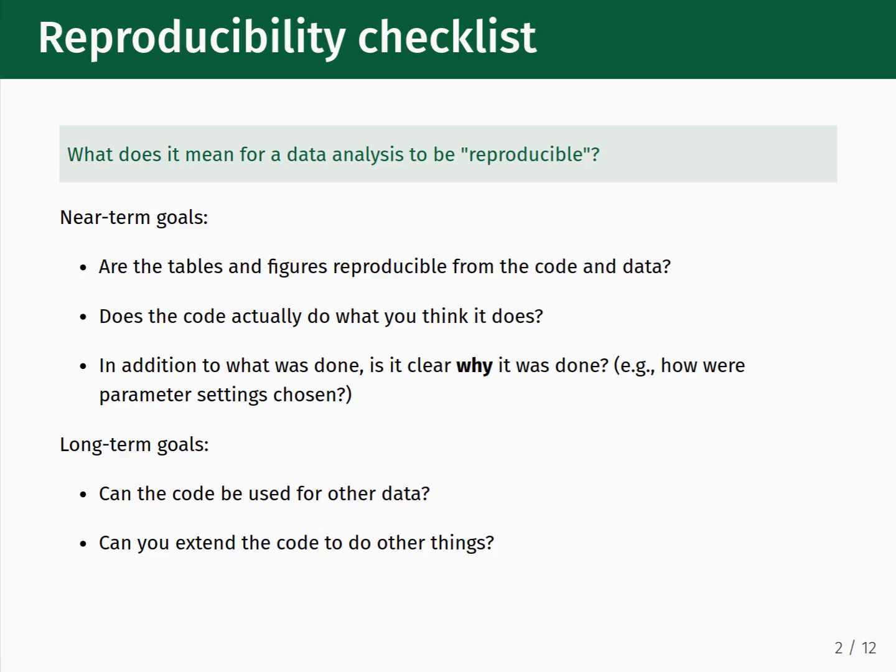Are the tables and figures reproducible from the code and data? Does the code actually do what you think it does? And, in addition to what was done, is it clear why it was done? E.g., how were parameter settings chosen?